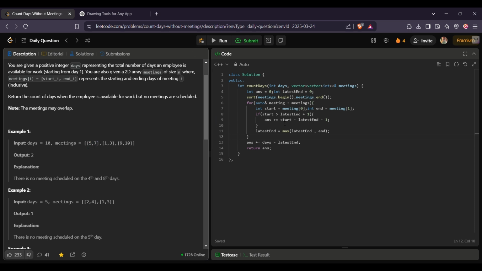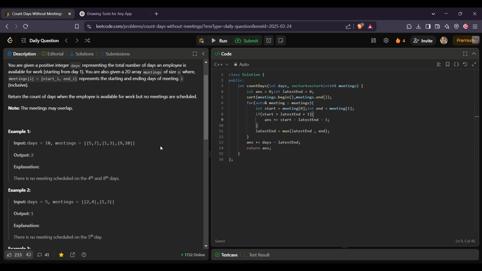For this meeting, start would be 5 and end would be 7. This time we check if start, that is 5, is greater than latest end, which was 3 plus 1, that is 4. So 5 is greater than 4. Then we update the answer with start minus latest end, that is 5 minus 3, 2, and 2 minus 1, 1. We have to add only 1, that's why we subtracted 1 also. So it will add 1.